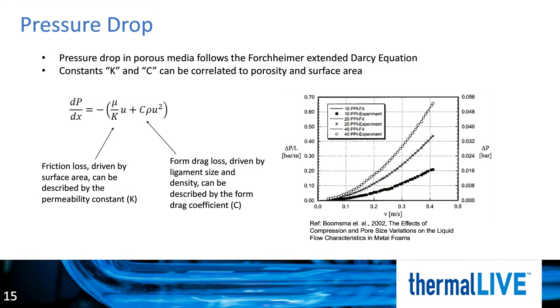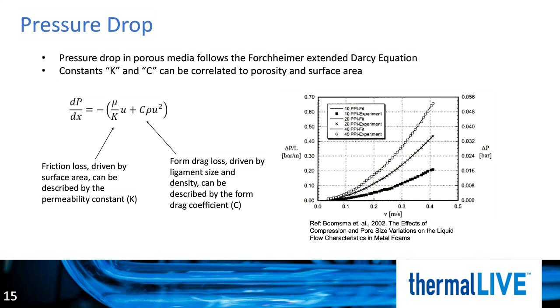Pressure drop in porous media follows a quadratic form of the Darcy equation, where U is the superficial or approach velocity of the fluid. The linear term represents friction losses on the wetted surface and is characterized by the permeability constant K. This term usually dominates in low Reynolds number regimes.